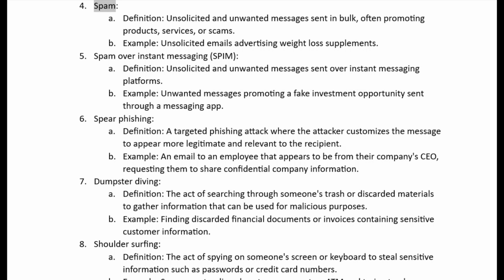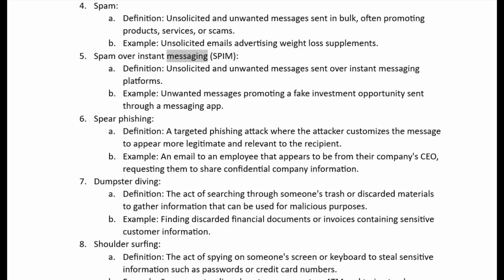Spam. Definition: unsolicited and unwanted messages sent in bulk, often promoting products, services, or scams. Example: unsolicited emails advertising weight loss supplements.